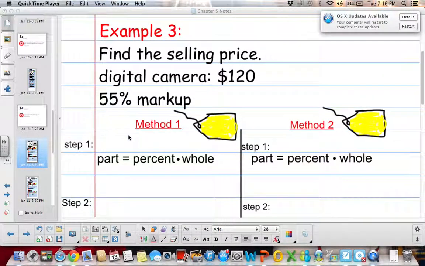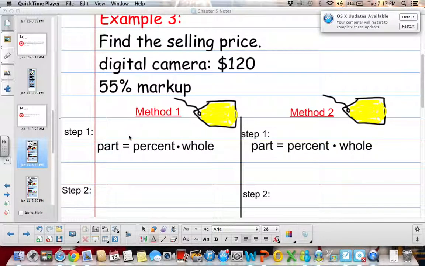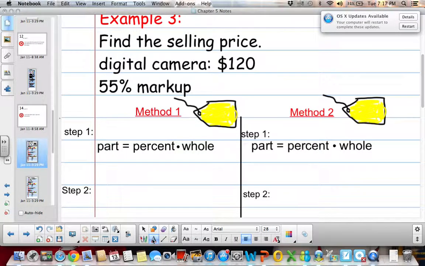The first way is to use percent equations, which I'm going to use to solve all of our problems for this lesson. If you remember, our percent equation is part equals percent times whole. So our first step for method 1 is to fill in our equation. The part is the price that we are trying to figure out, so that's going to be our x. Our percent is 55%, but remember we need to change it to a decimal, so we have 0.55 times 120.